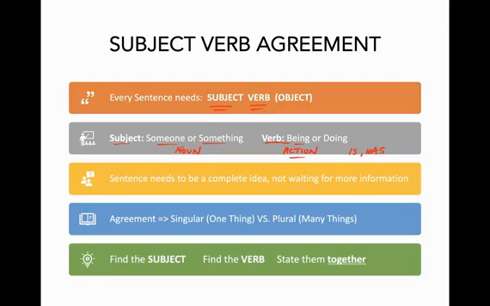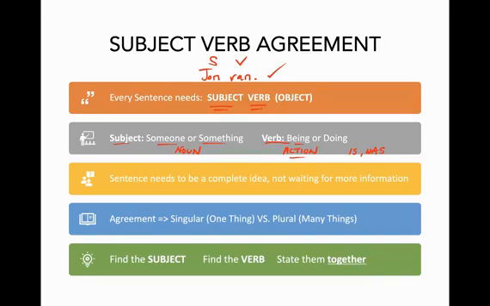So if I put a simple sentence here like John ran, that's a sentence. I have a subject, a person or thing, and I have a verb. I don't have a lot more information, but that's all I need because it's a complete thought. So every sentence needs a subject and a verb to be a sentence, and it needs to be a complete thought. I'm not waiting for more information.